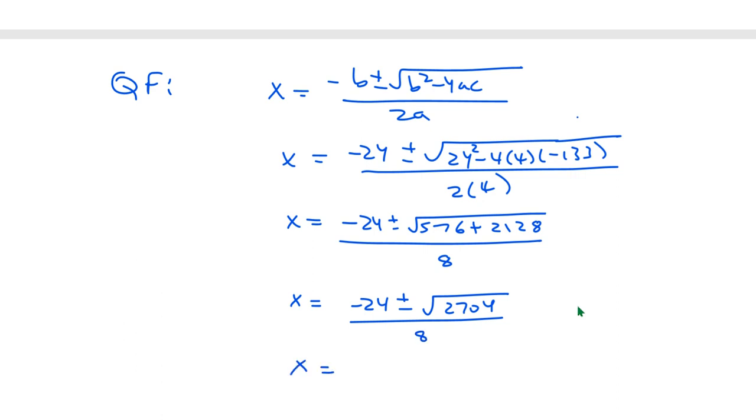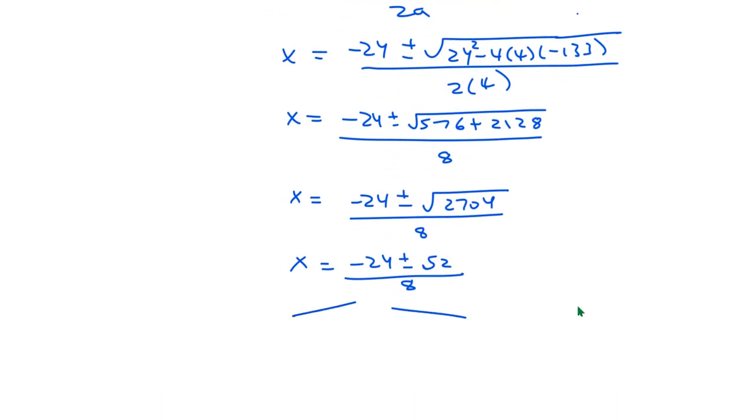Is 2704 a perfect square? I'm just going to take the square root of it. Oh, and I get 52. So this is negative 24 plus or minus 52 over 8. The plus or minus means I have two answers. My first answer is x equals negative 24 plus 52 over 8, or x equals negative 24 minus 52 over 8. The first answer is negative 24 plus 52, which is 28. 28 over 8, and because it's a word problem, we're allowed to use decimals, is 3.5.